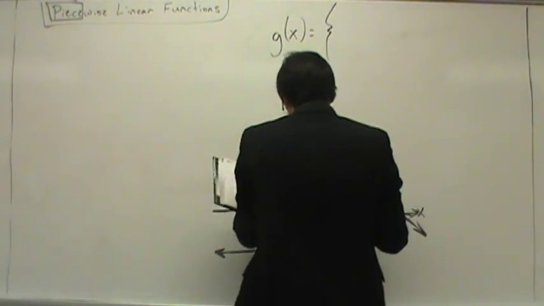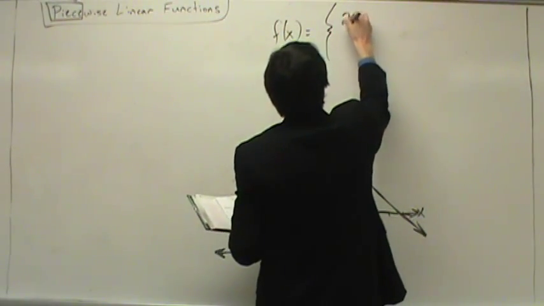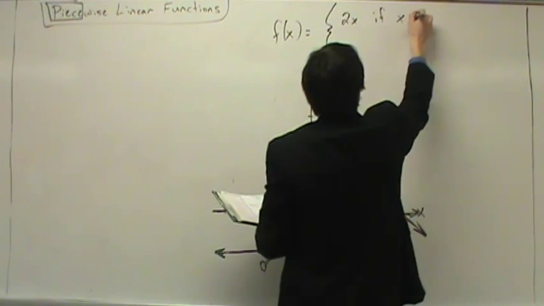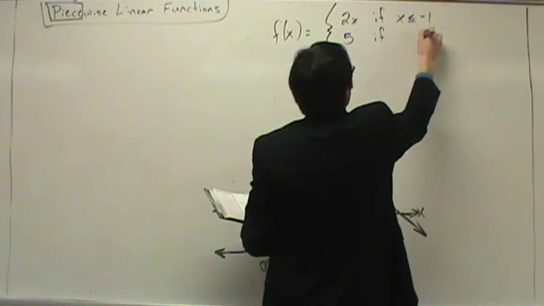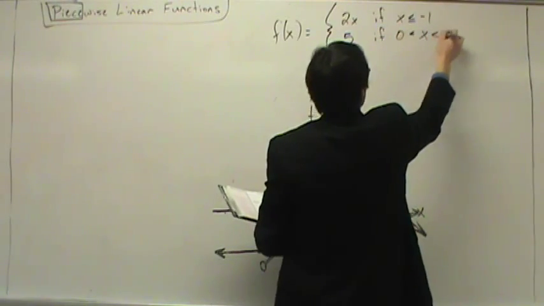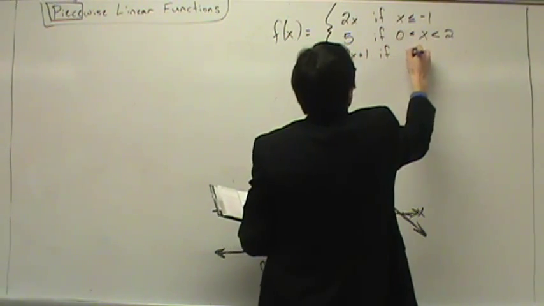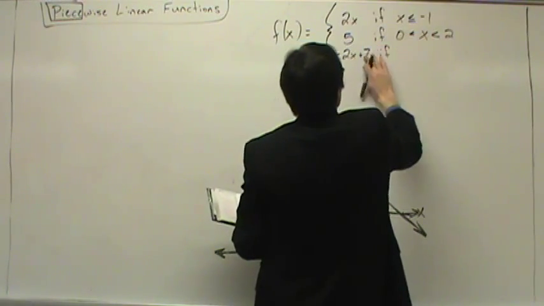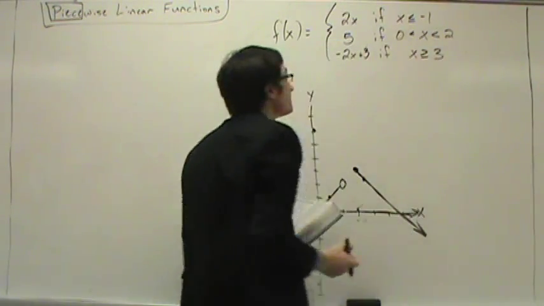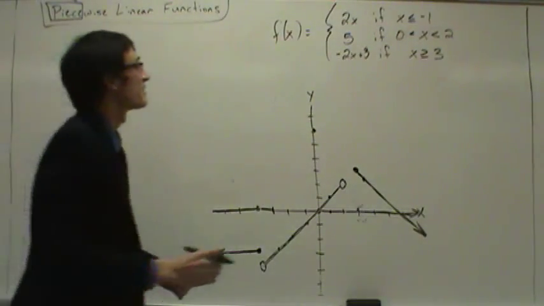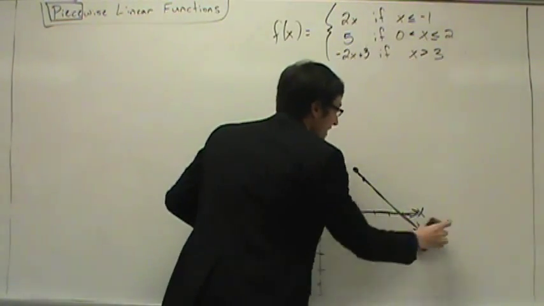Okay, so we're looking at, let's use f of x. Doesn't matter. f of x is equal to 2x if x is less than or equal to -1, 5 if x is between 0 and 2, and -2x plus 7 if x is greater than or equal to 3. Alright, so we have to draw a graph.